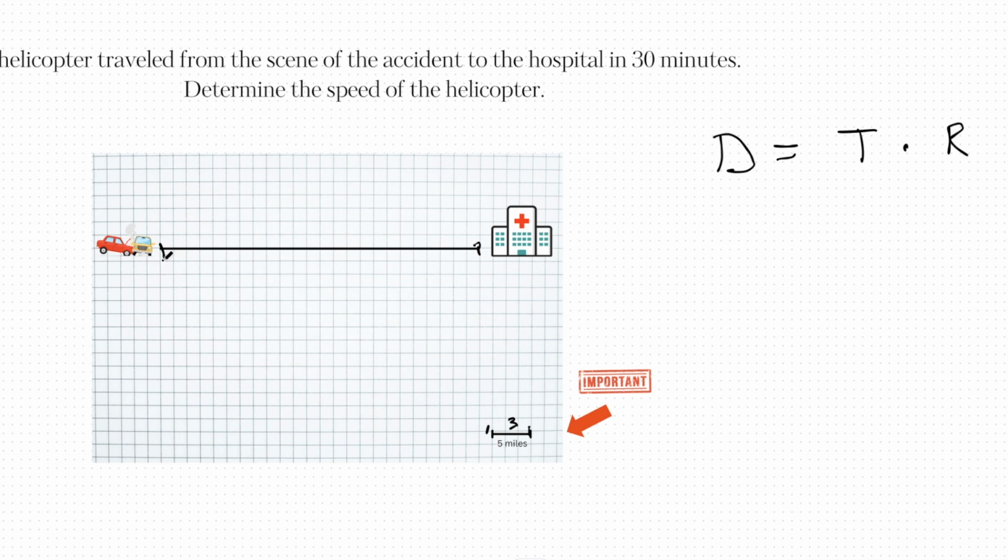So let's count this. Here we go. 1, 2, 3, that's going to be 1 group of 5. And 1, 2, 3, that's another group of 5. And 1, 2, 3, another group of 5. And 1, 2, 3, that's our 4th. 1, 2, 3, that's our 5th. 1, 2, 3, that's our 6th. 1, 2, 3, that's our 7th. And finally, 1, 2, 3, that's our 8th. So if I do 8 times 5, we know that the total distance is 40.